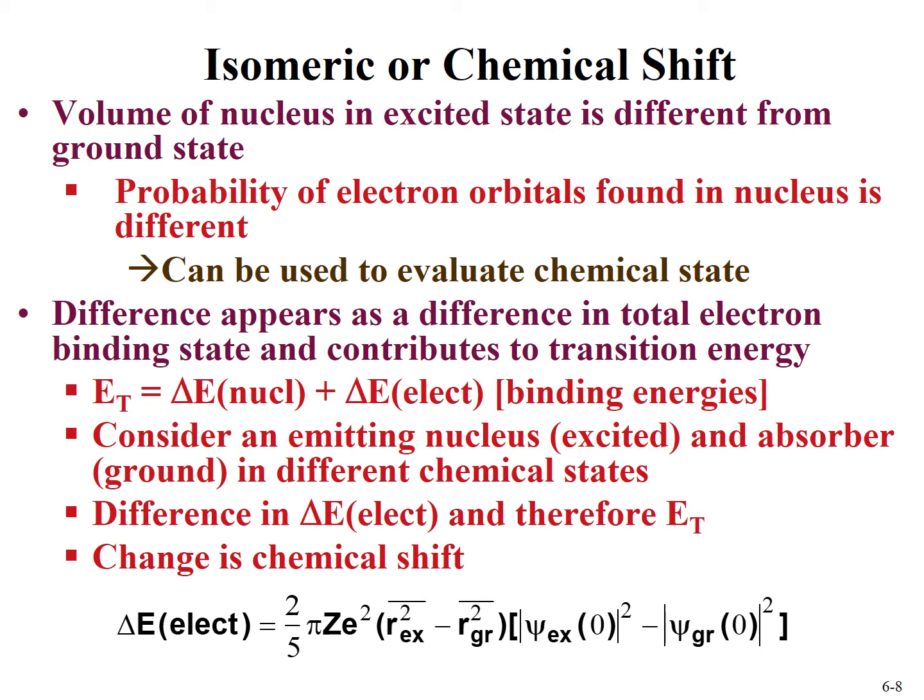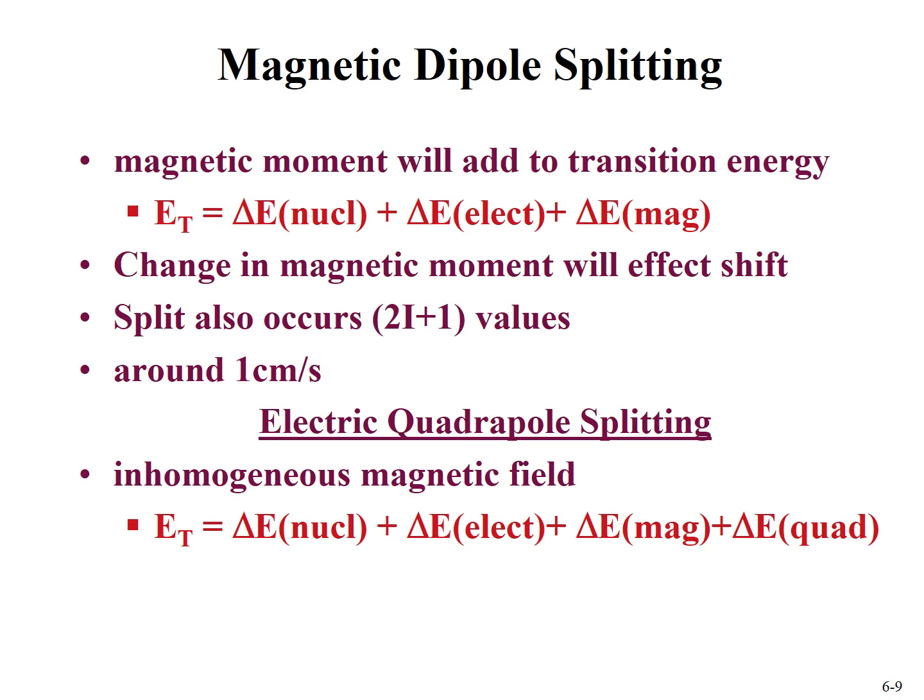So very similar to other spectroscopic techniques, one can determine what the chemical component is by evaluating this chemical shift. There's also magnetic splitting, so this transition energy will include a magnetic component. And like other spectroscopic techniques, you can split this into 2I+1 values, very similar to NMR. The magnetic splitting will give you information about the magnetic conditions of the sample.